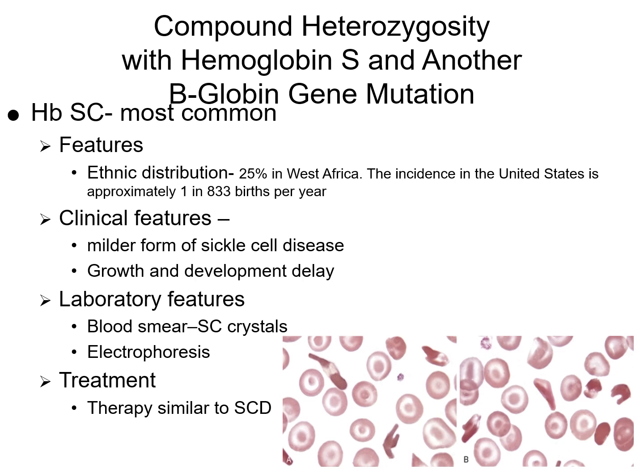For laboratory features, for the blood smear, we're going to see the presence of the characteristic hemoglobin SC crystals, often seen as, lots of times we'll compare them to Washington Monument shaped crystals. They're just kind of like a column looking option. For hemoglobin electrophoresis, we're going to be able to confirm the presence of both hemoglobin S and hemoglobin C variants. For treatment, it's going to be similar to sickle cell disease, and we're going to do supportive care, hydroxyurea in some cases, prevention and management of complications, and then blood transfusions as needed.